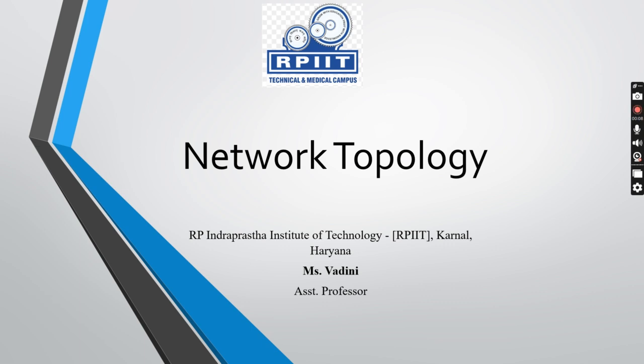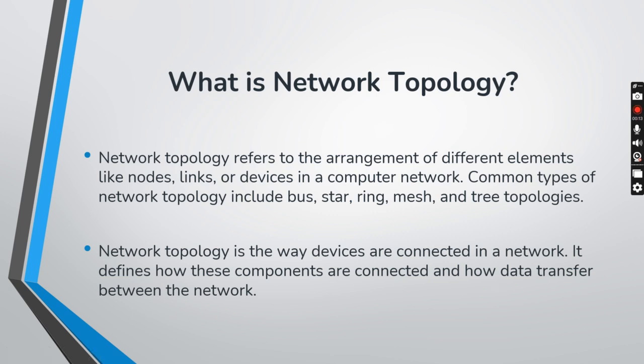Today we are going to learn about a topic named network topology. What is network topology? It refers to the arrangement of different elements like nodes, links, or devices in a computer network. Common types of network topology include bus, star, ring, mesh, and tree topologies. Network topology is the way the devices are connected in a network. It defines how these components are connected and how the data is transferred within the network.